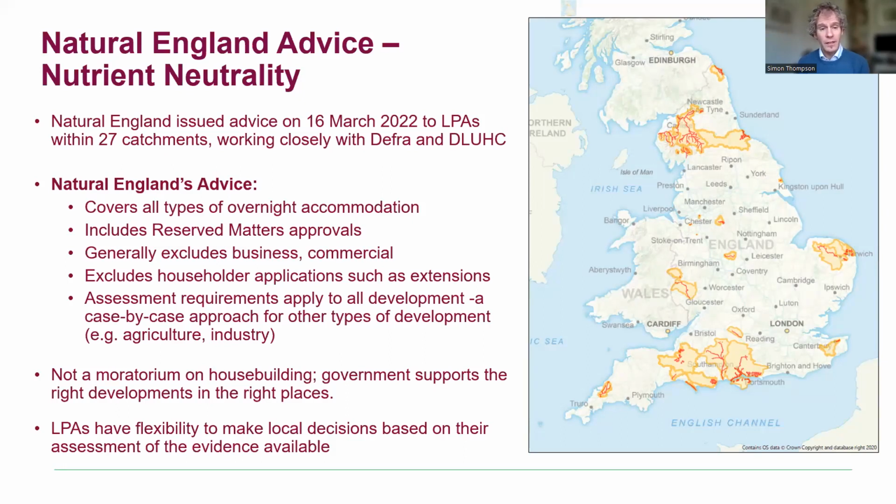Again, important to highlight that this is not intended to be a moratorium on house building. It's about the right developments in the right places and the right types of development. So in that sense, it means that you have to consider whether the impacts can be avoided or mitigated prior to granting permission. I appreciate that in reality, in practical terms, it has felt like a moratorium on house building. It's a matter of delay rather than stop.